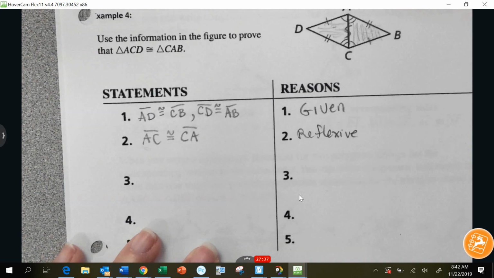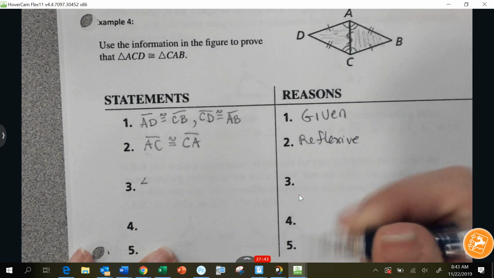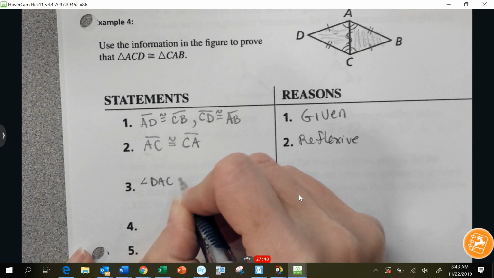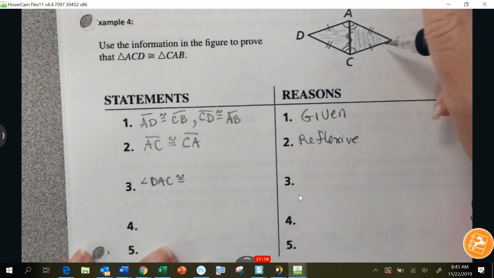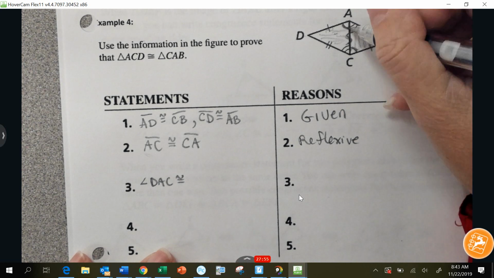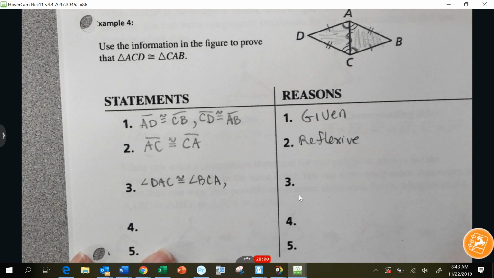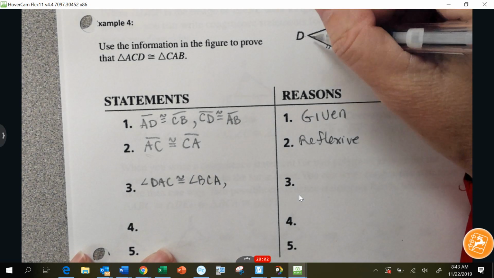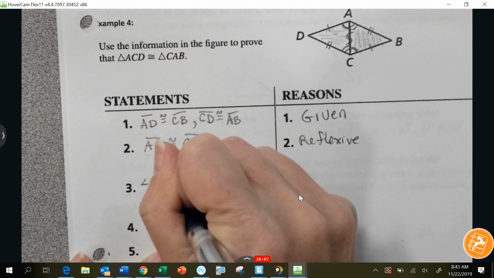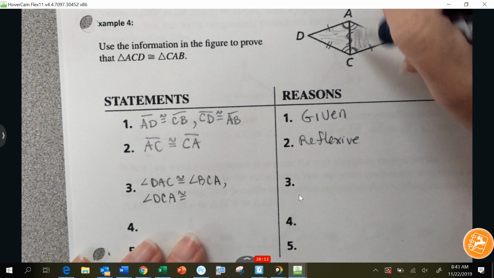Now let's talk about the angles. There are given angles. I'm going to start on the left side. We were given DAC is congruent to, then we have to go to the right side, and it has to be the one that has one arc. So it's going to be BCA. And then also, the one that has two arcs would be DCA is congruent to BAC.